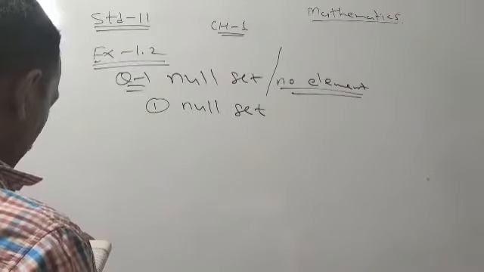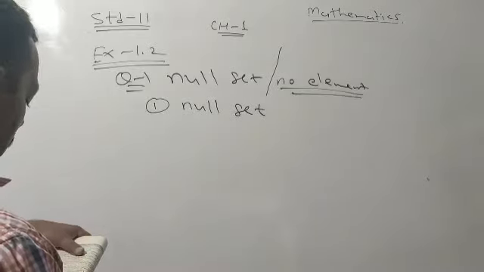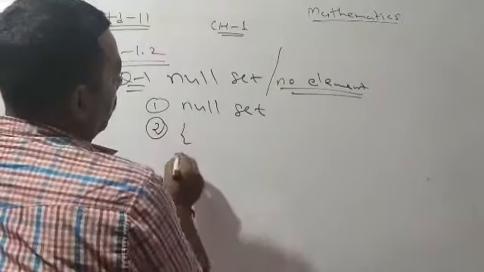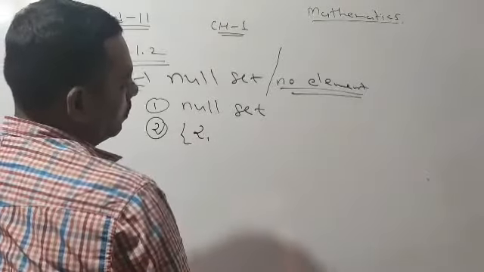Now, second one, set of even prime numbers. Now, we know that the element for this is 2.